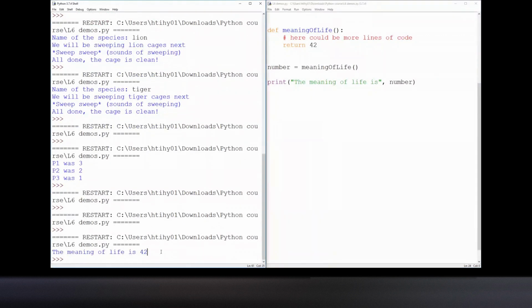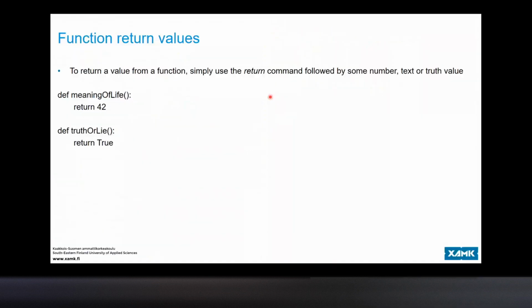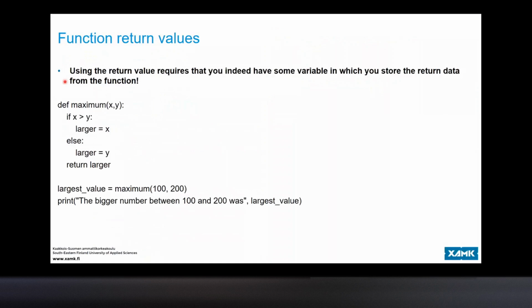So you can say meaning of life 42. Using the return values requires that you have some variable in which you store the return data from the function, like I showed. So here is another example.